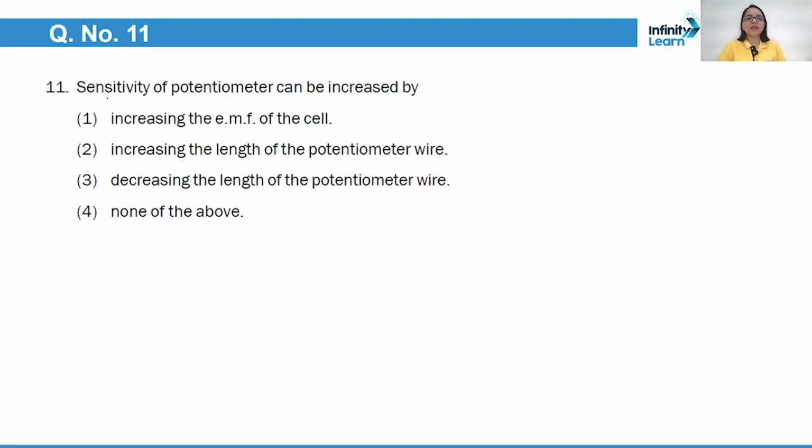Next is 11. Sensitivity of potentiometer can be increased by. So the sensitivity of the potentiometer can be increased by increasing the length of the potentiometer wire. Sensitivity is inversely proportional to potential gradient and it is directly proportional to the length of the wire, right? So the correct answer will be option 2.